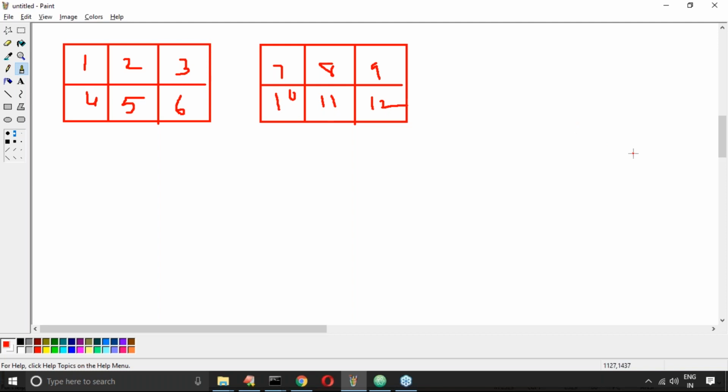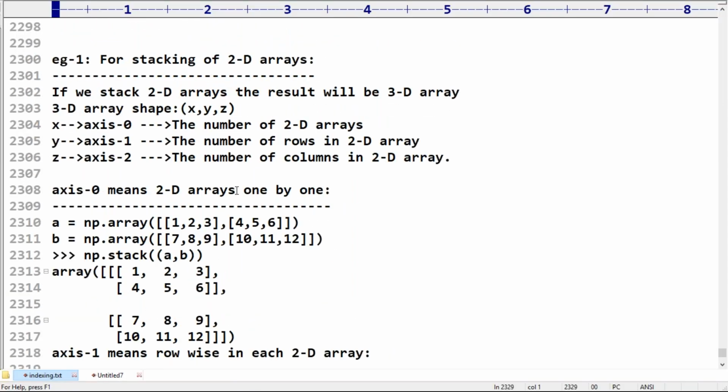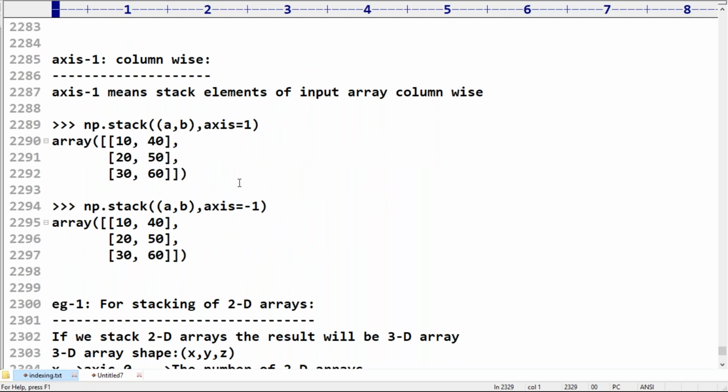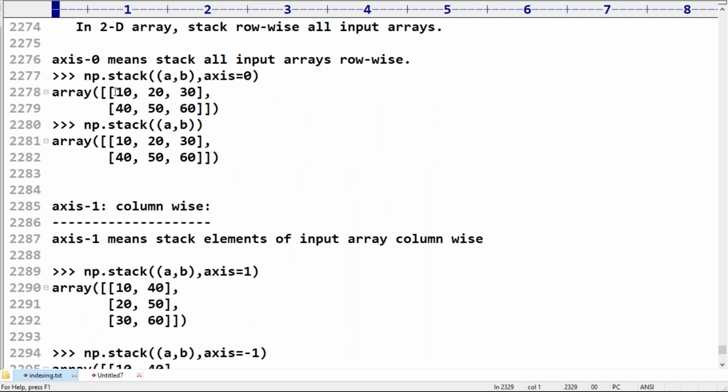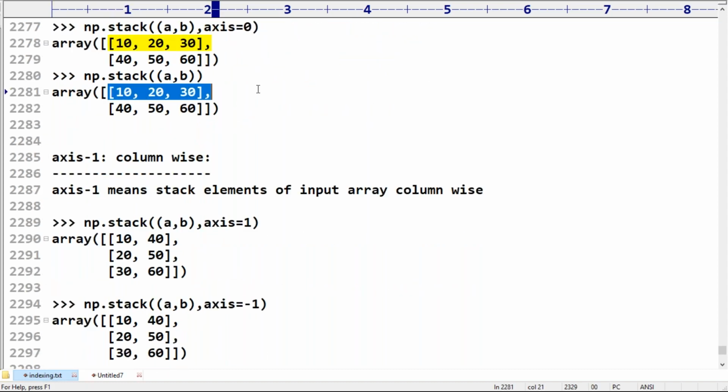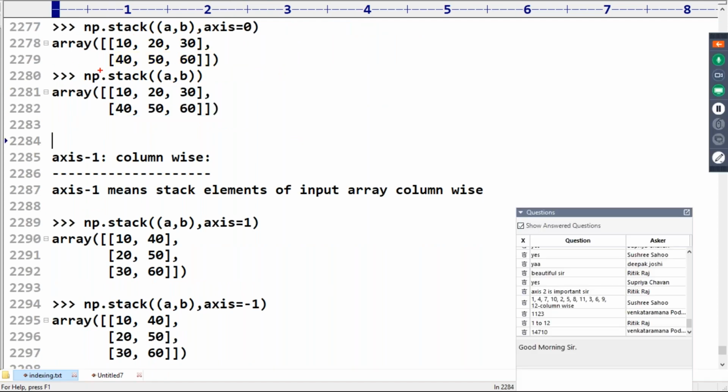Can you please stack column wise? In the 1D array case, how was it considered? We will analyze once. In the 1D array, 10, 20, 30 is there, and 40, 50, 60 is there. So the first column it took, and under that column it became the first row. The second column it took became the second row. The third column it took became the third row.